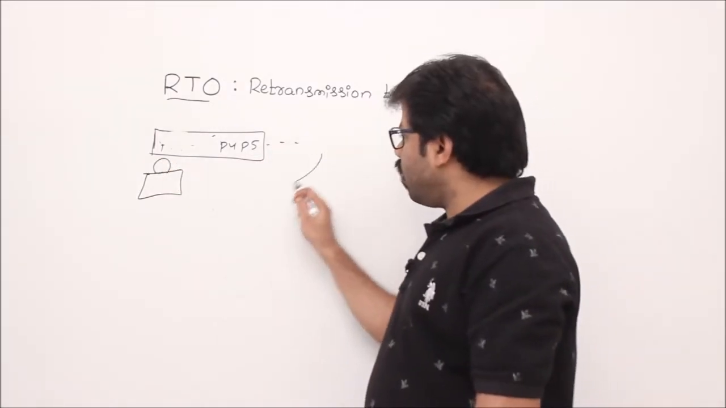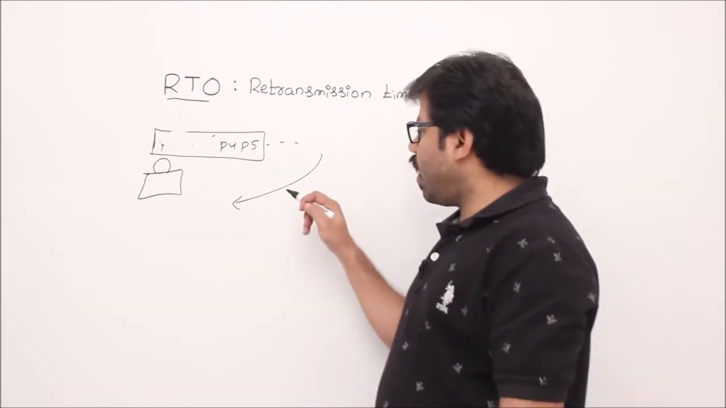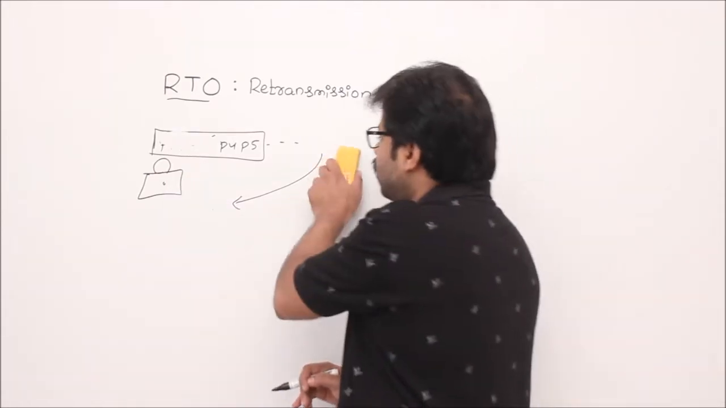Now again one more valid acknowledgement comes. You know what a valid acknowledgement is, correct? So whenever a valid acknowledgement comes, restart the timer. That is the way we use the timer.